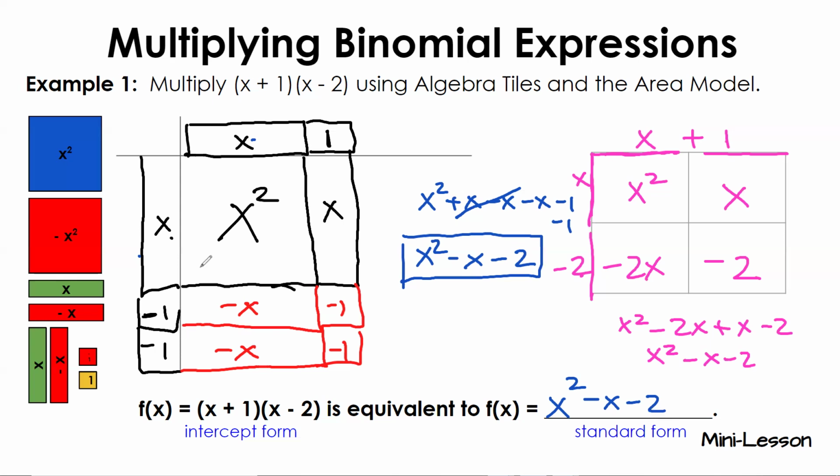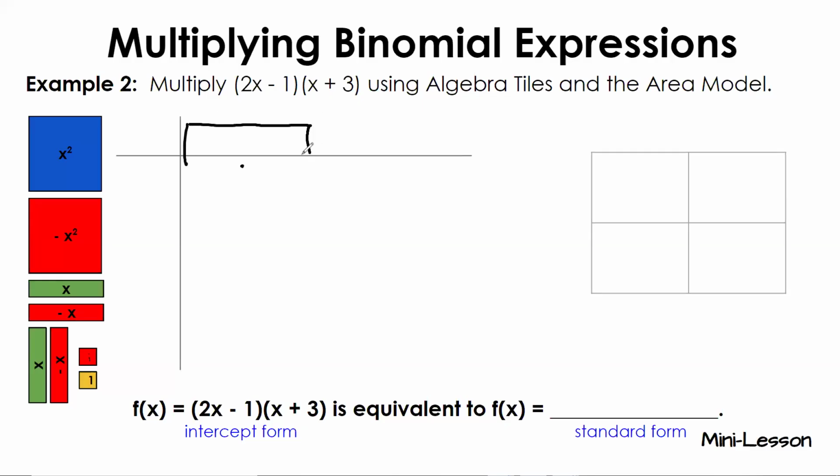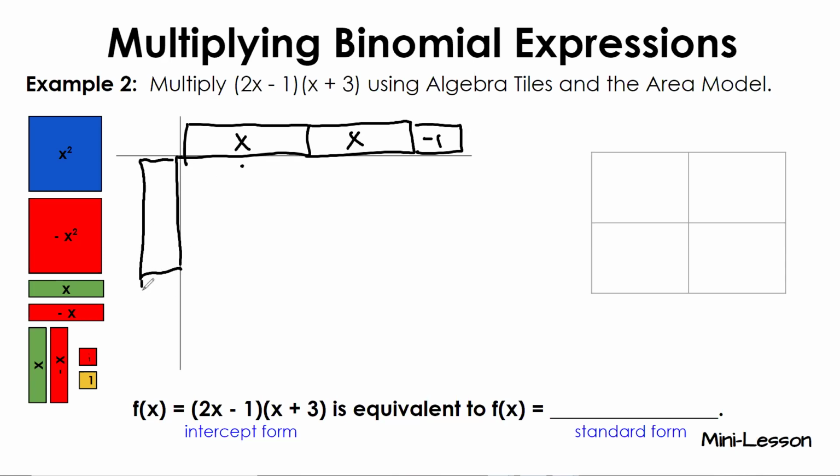So you could draw the tiles if that makes more sense to you, or you can do it with the area model. So on this one, we've got 2x. So we got 2 bars. We got an x, we got an x. And then we have a -1. -1. And then we have an x. And we have plus 3 little tiles. Let's see if yours matched up with mine.